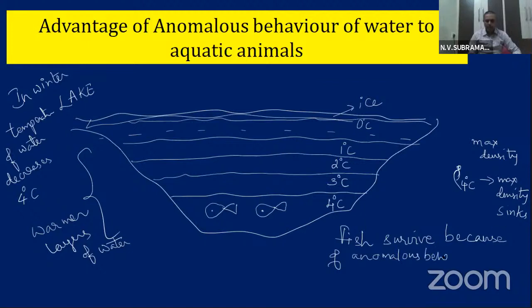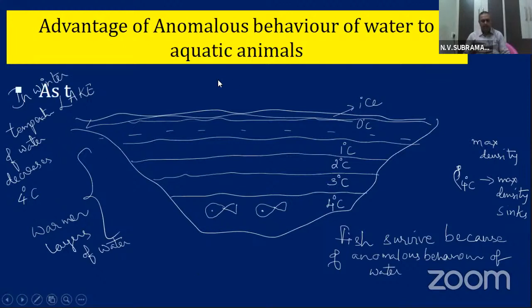Anomalous behavior of water. Okay, is this clear? This is what you must write in the examination. So, in the anomalous expansion, we see that 4 degrees centigrade water sinks to the bottom. And on the top of this 4 degrees centigrade, we will have 3 degrees centigrade layer and so on. And these warmer layers will allow the fish to survive.